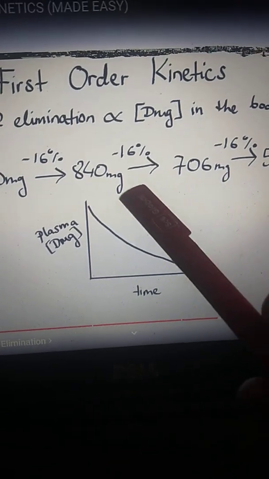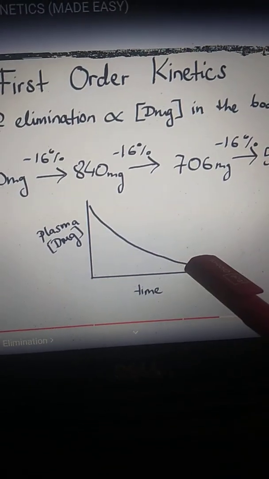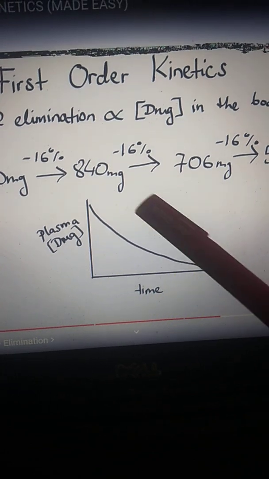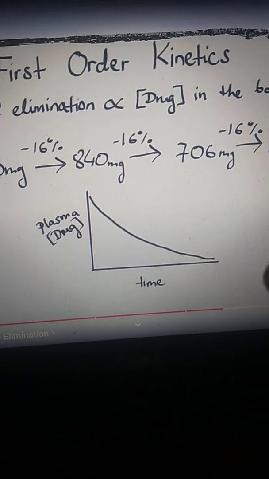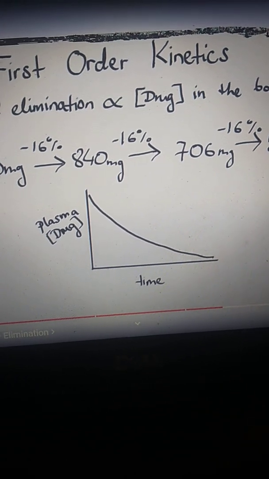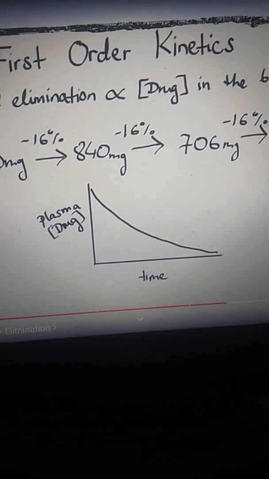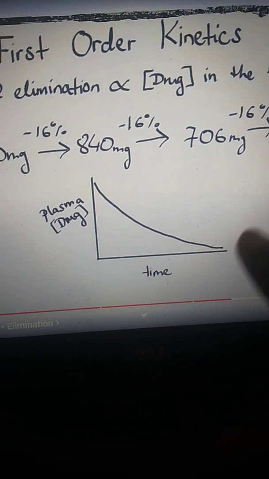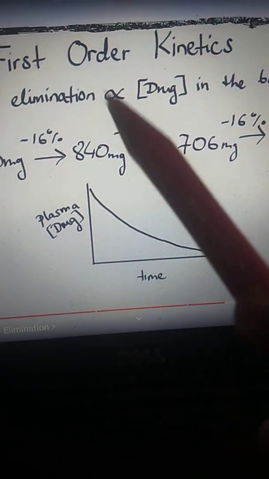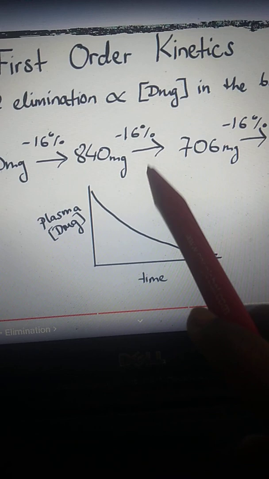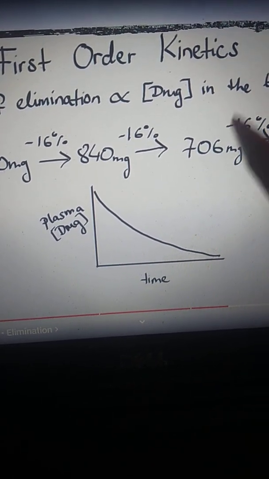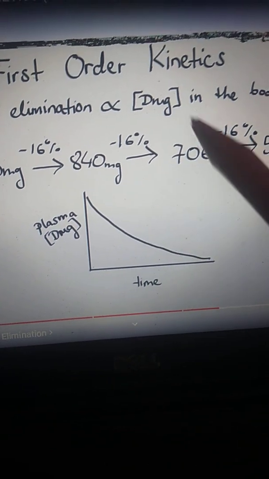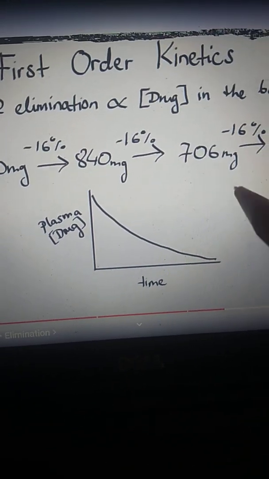Most of the drugs will follow first order kinetics because a fixed fraction of the drug is being excreted. So what happens? Clearance is equal to rate of elimination divided by plasma concentration, right? So clearance will be constant here. Clearance also will be constant here. Also, the rate of elimination, as I told you, is directly proportional to the plasma concentration.